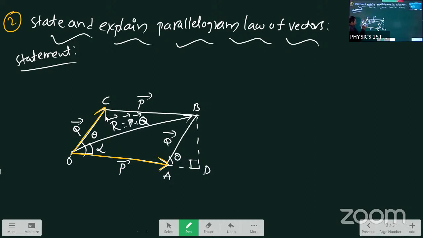Two vectors represented with adjacent sides of a parallelogram, both in direction and magnitude. The diagonal gives the resultant of the two vectors. Otherwise, go with one more method: two vectors represented with adjacent sides, the diagonal gives the resultant. You don't need everything about the parallelogram, because our topic is the parallelogram. Simple. Two vectors represented with adjacent sides, then the diagonal gives the resultant of the two vectors. This statement also we are treating as the same.